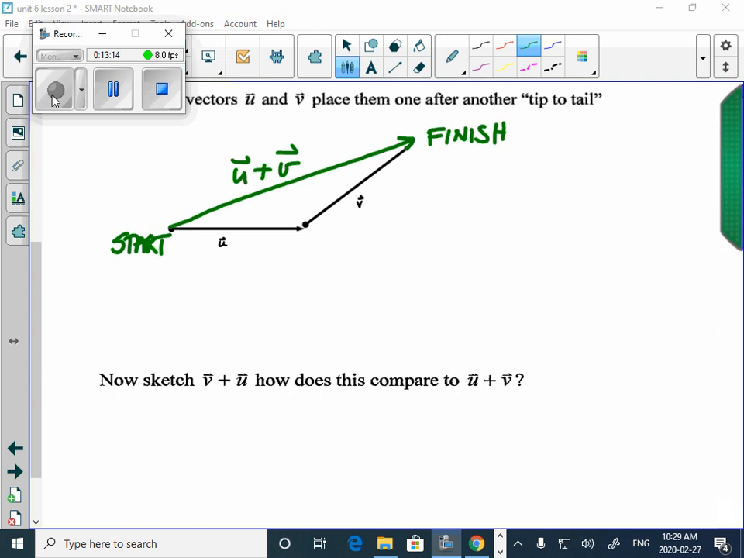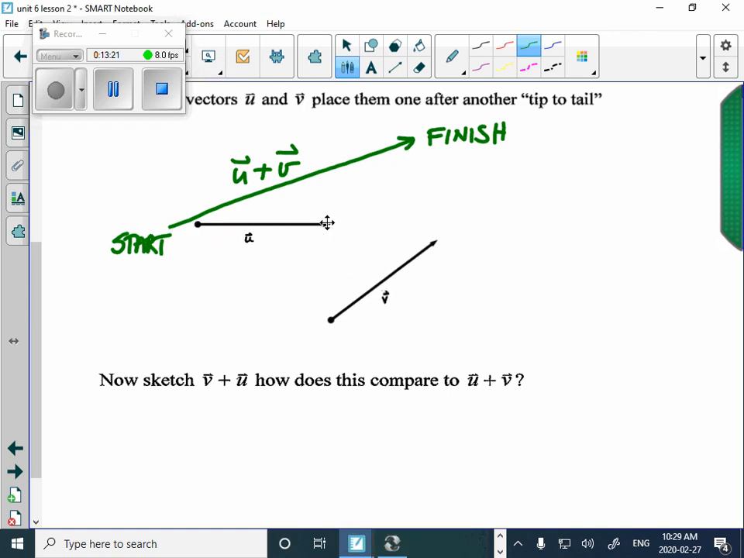If, however, I had decided to add v to u in that order, vector v plus vector u, I would have a vector that looks the very same as the u plus v that I drew a moment ago. See if I can draw straight, though, that's the problem. So vector v plus vector u has the same magnitude and direction as vector u plus v. That tells us that vector addition is commutative. The order doesn't matter.